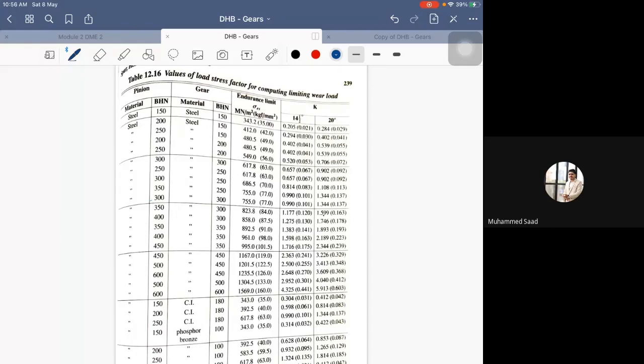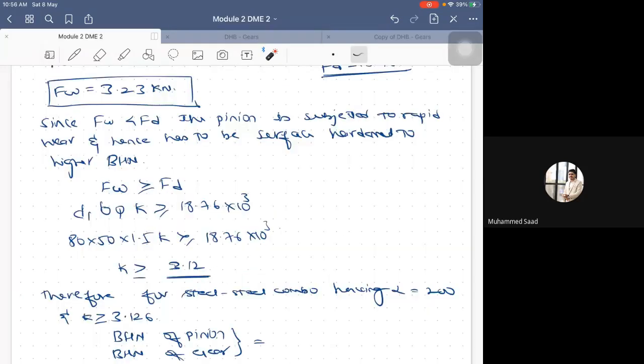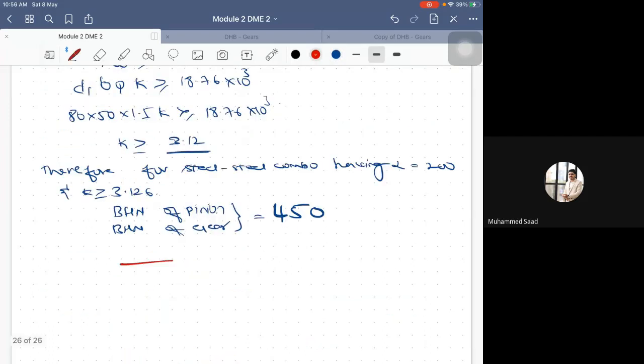Is the value of 3.126 for 20 degree involute system? Just go for 3 point something 126. So you go for a little bit higher value, 3.126 and 3.226 then. So just come back and note down the values of BHN of the pinion and gear. So it should be 450 around. So just write that particular value there. It should be 450. And there ends your problem.